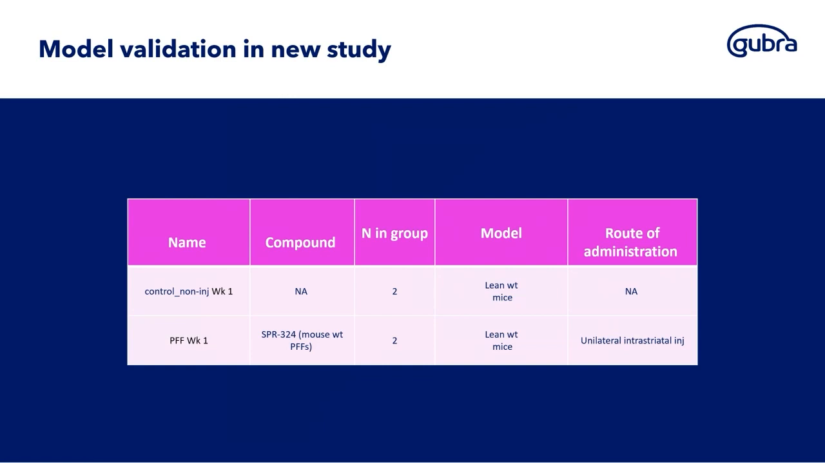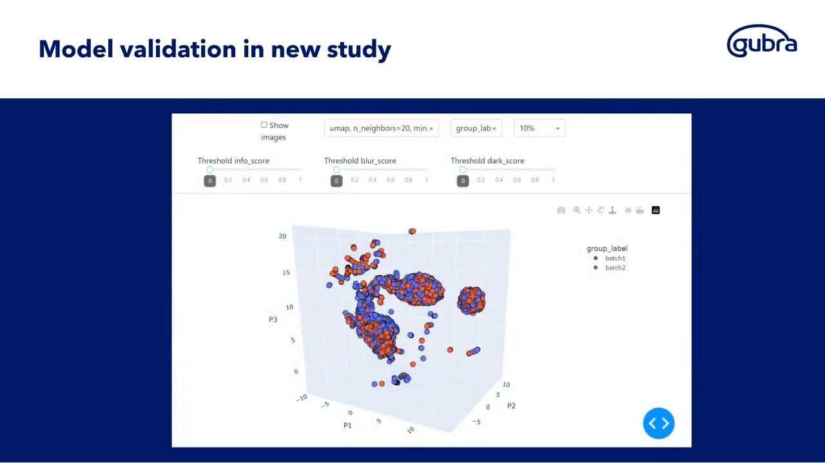And to get an idea about if our model from before will perform in these animals, we return to the same embedding framework as before. This time, I have color-coded the images from the 2 studies as batch 1 and batch 2. So the blue color are images from the initial 8 and 12 week experiment, and the red colors are from the 1 week experiment. And what you see here is that these points representing the images are very intermixed and lie around each other. So that's an indication that the model previously trained probably will also have a good performance in this new data set.